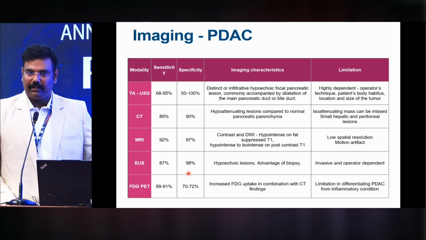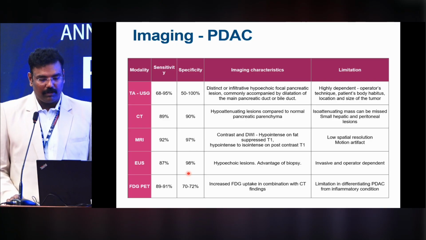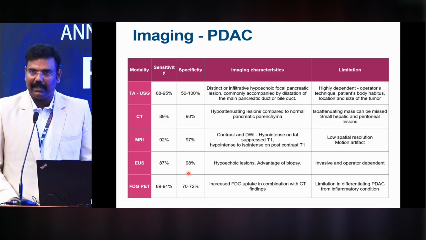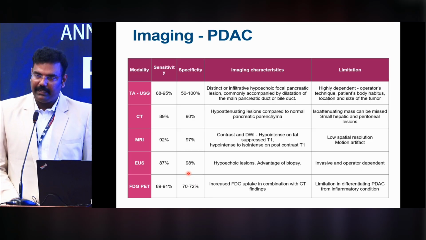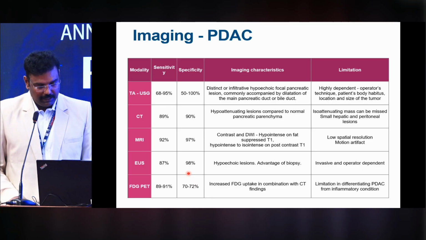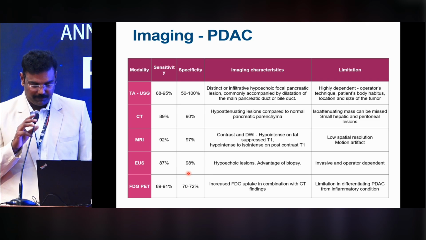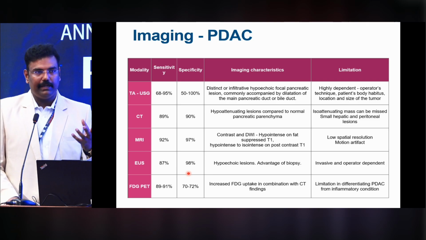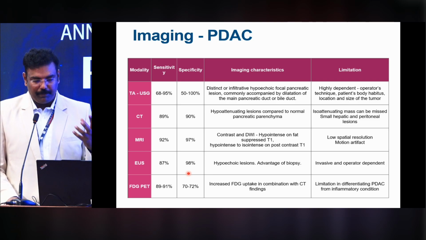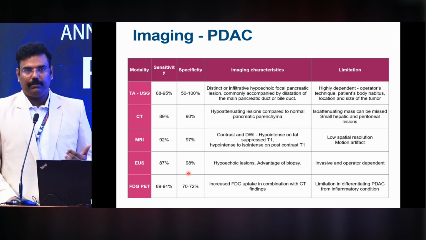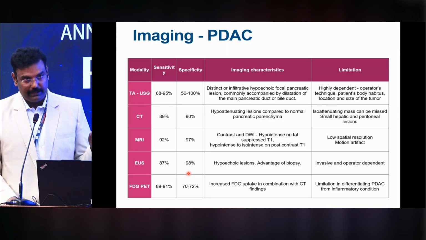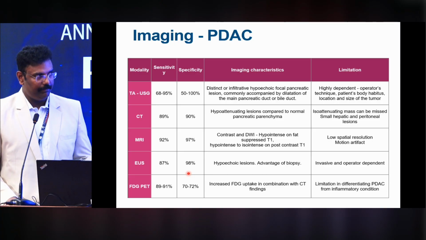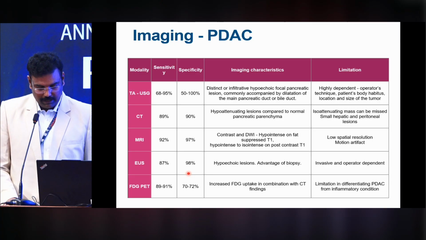This is a table which summarizes the various imaging modalities that are currently practiced. At the top, we have transabdominal ultrasound, which is more of an initial investigation but doesn't add much value in the workup. Cross-sectional imaging such as CT and MRI are required in assessing these patients. In a CT, a pancreatic adenocarcinoma typically looks like a hypoattenuating lesion when compared to the normal pancreatic parenchyma. However, it does miss isoattenuating lesions and can miss small hepatic lesions. These are covered by MRI.